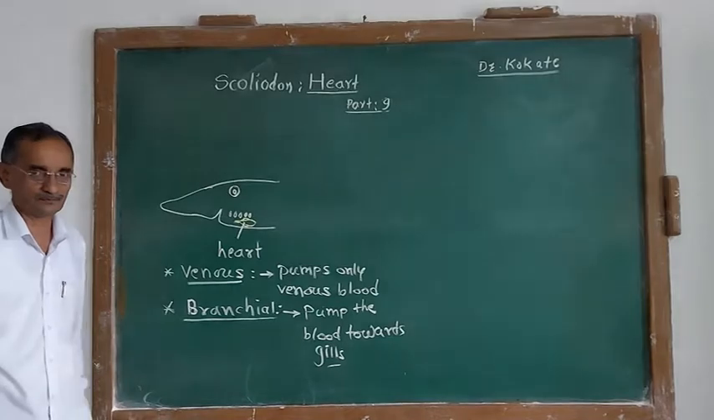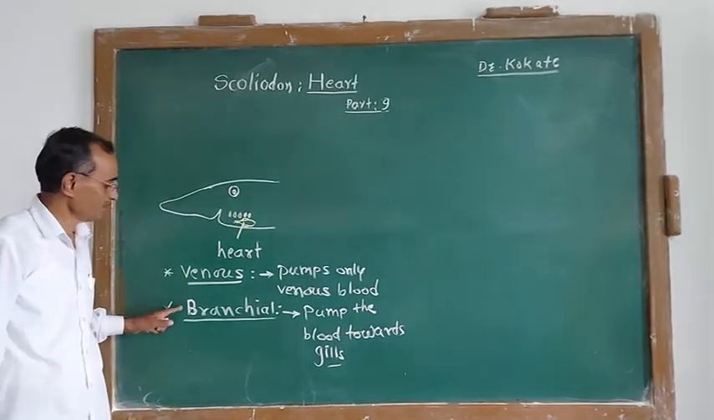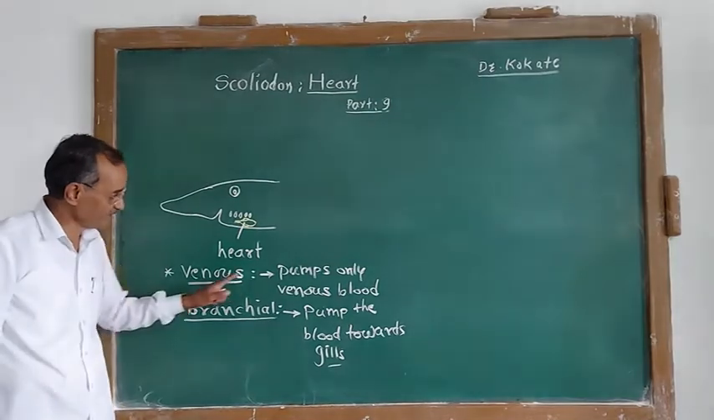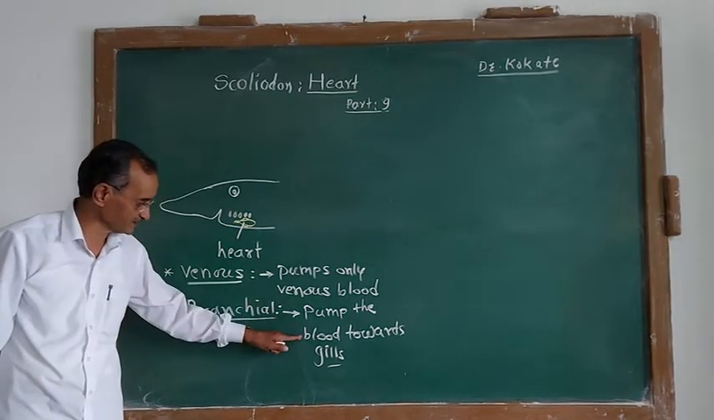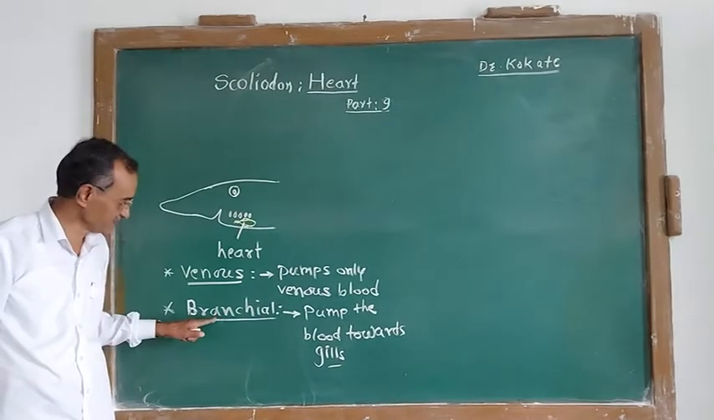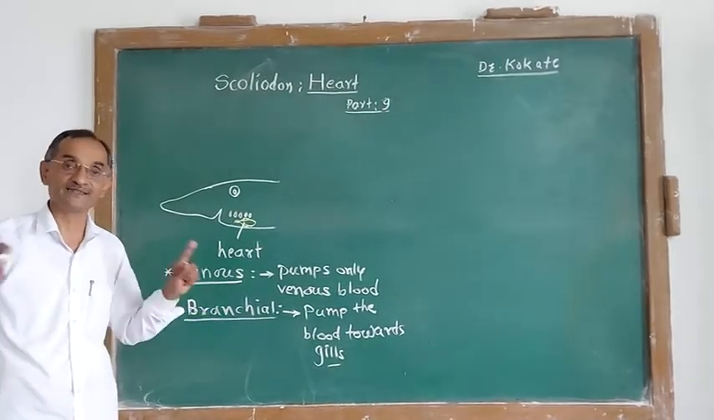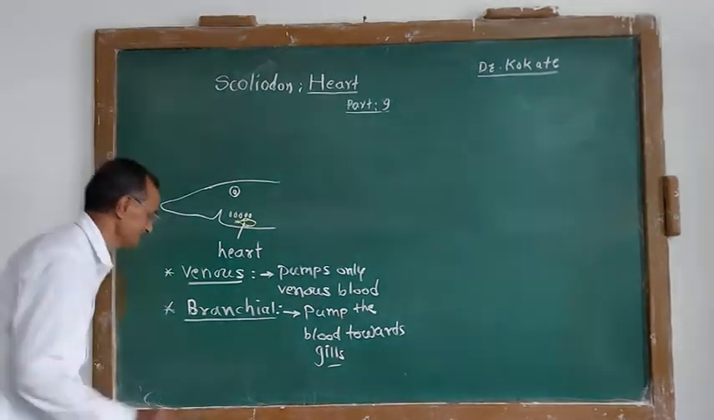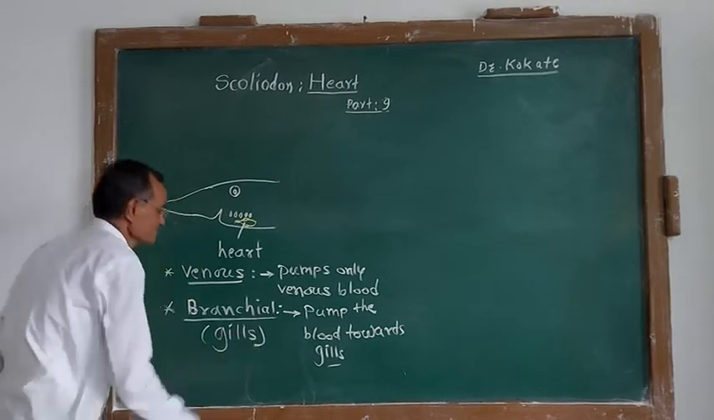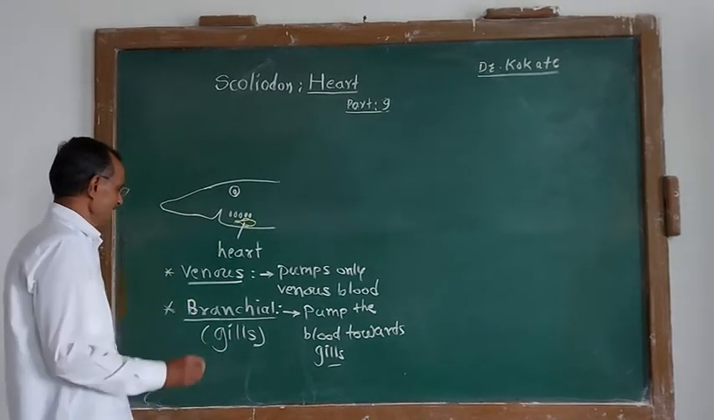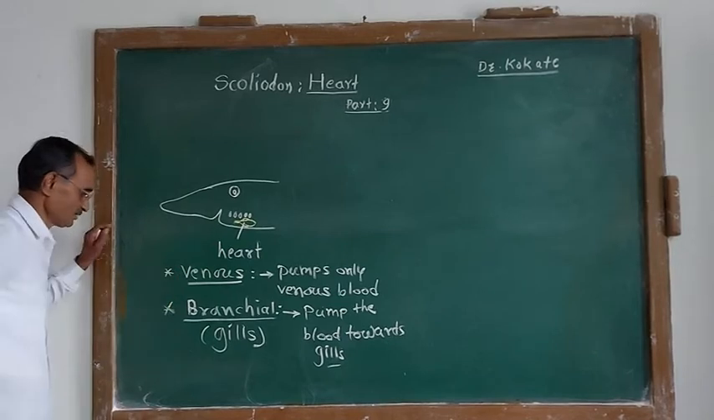Therefore, the heart of Scoliodon is called a venous heart or branchial heart, because it pumps only venous blood towards the gills for oxygenation. Branchial, in simple language, means gills. So it is called a branchial heart. So you may get my point about the location of the heart, and that the heart is called a venous heart or branchial heart.